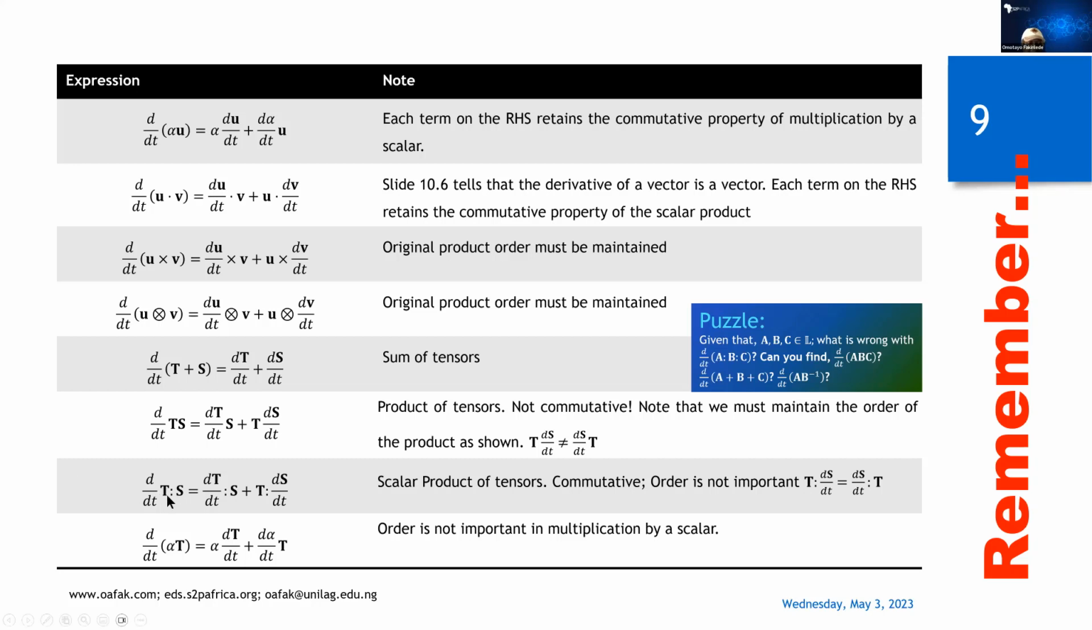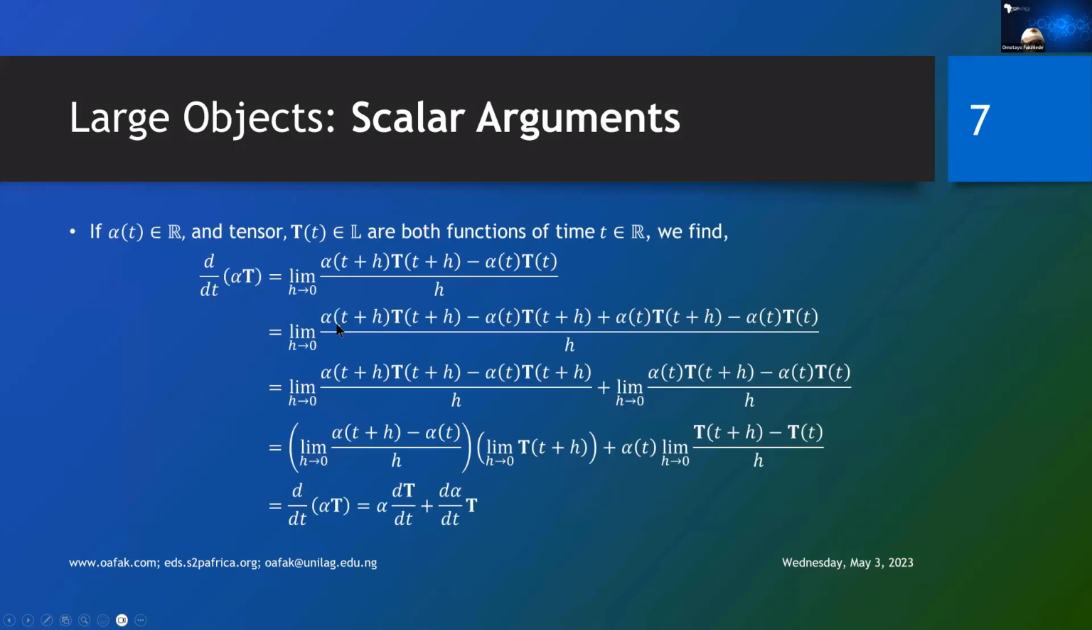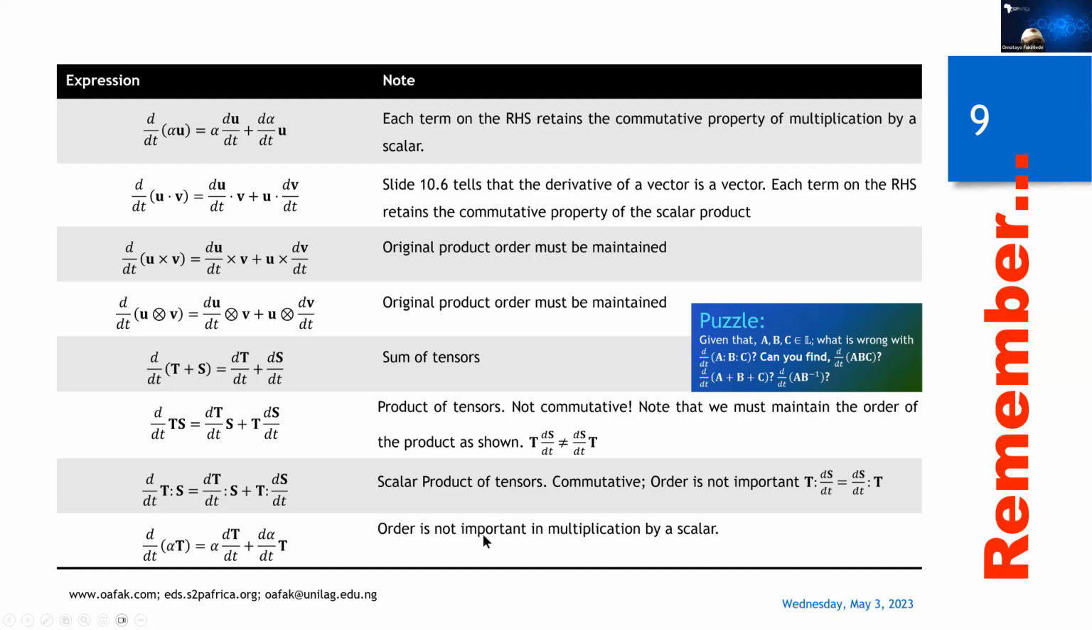So similarly here, the inner product of T and S, differentiating them will give you this. Differentiating alpha, which is a scalar, times T, I think that's the one we did before. Yes, we did this one before. That is the one we worked out in full. Order is not important when you are talking about multiplication by a scalar. Let us take them one by one and let us see.